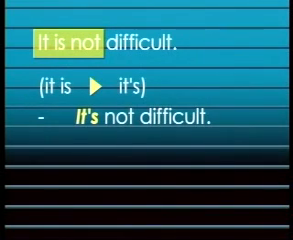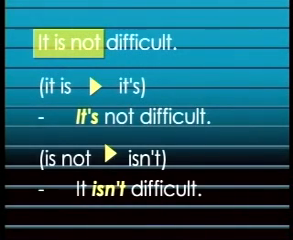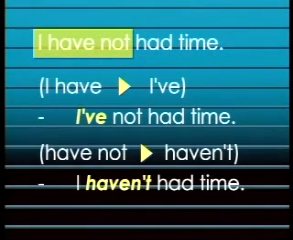Sometimes there can be 2 ways to contract, as in the following 2 examples. It is not difficult can be contracted to it's not difficult, or it isn't difficult. We can replace I have not had time with either I've not had time or I haven't had time. But we can't do both contractions at the same time. We must choose one or the other.